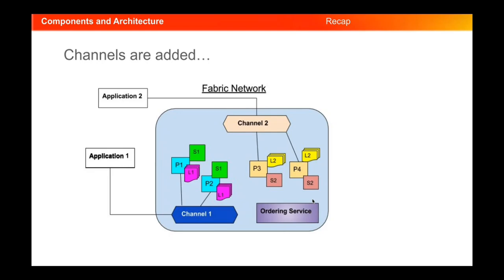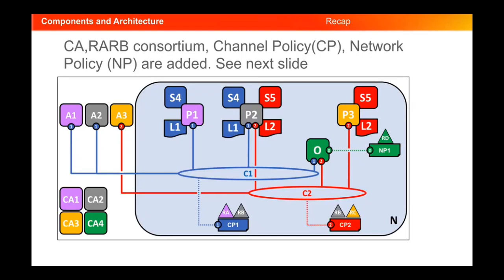Now let us complicate this structure even more and see how Fabric works in its entirety. As you can see in this picture, you have the certificate authority, application, peers, smart contracts, ledger, orderer, channels, consortium, and you have channel policy, and you also have network policy. Now let us understand how all these work together.